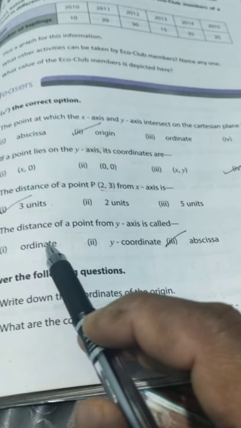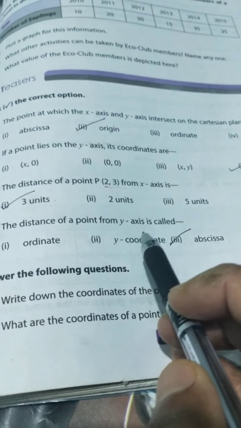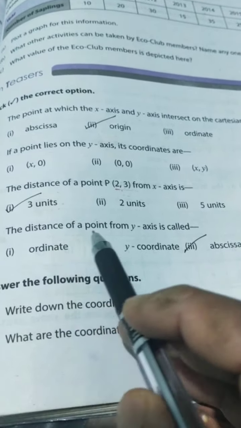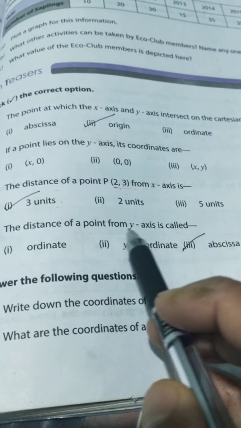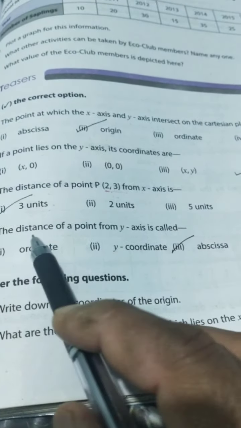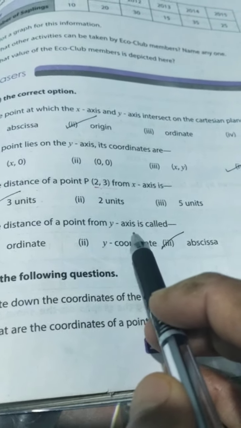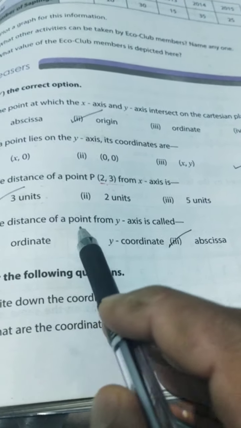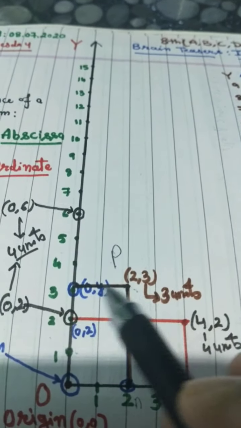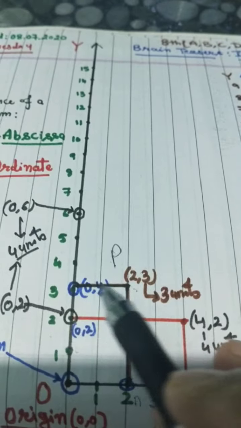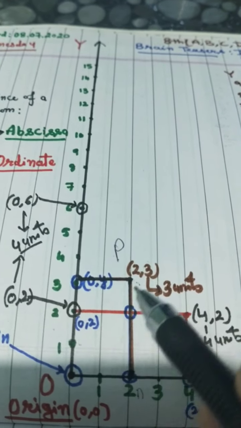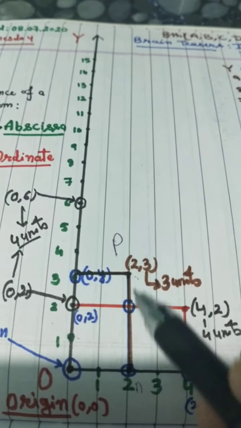Okay. Now the distance of a point from the y-axis is called your abscissa, and the distance of a point from the x-axis is called your ordinate.